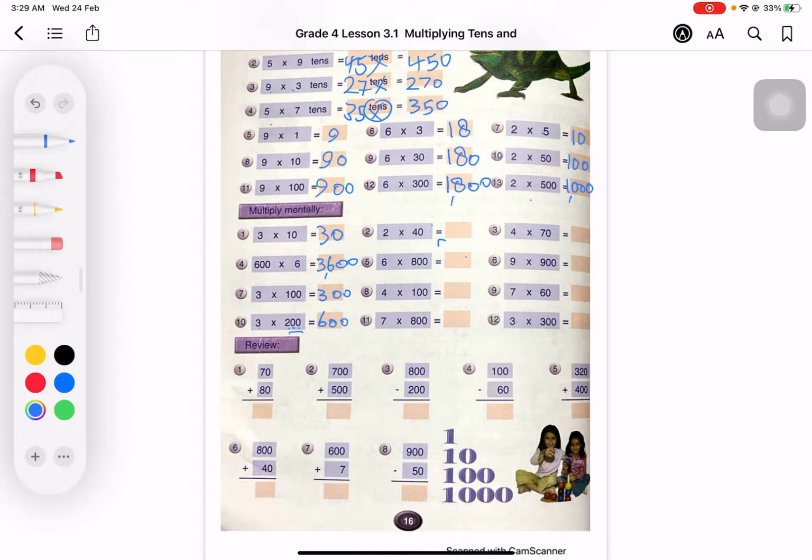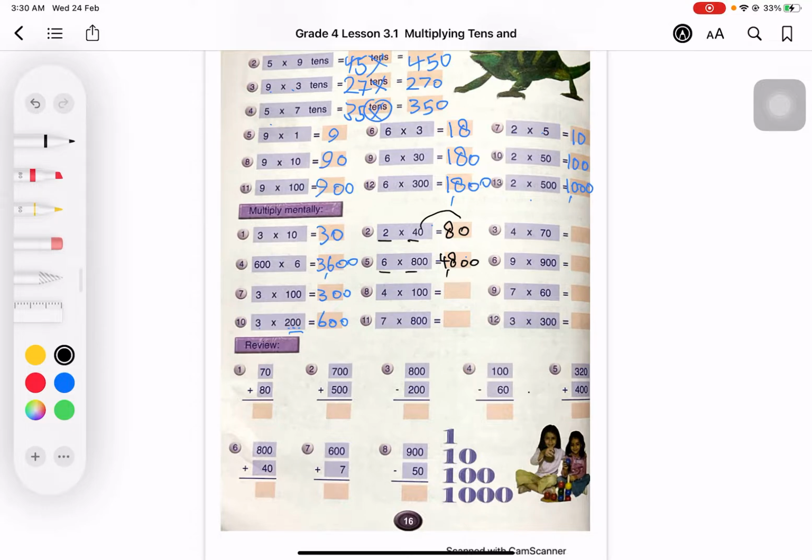Now, this one, 2 by 40, 2 by 40, the basic fact is 2 by 4, 8, and drop this 0, 80. 6 by 8, how much? Yes, you are correct, it's 48, the basic fact. And then drop 2 zeros and put comma to help you how to read. So the product is 4,800.